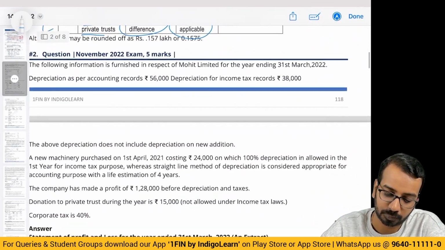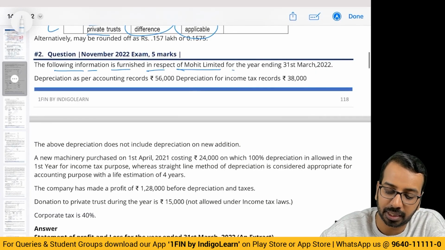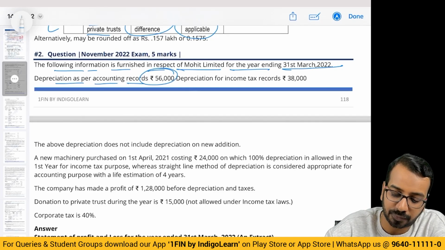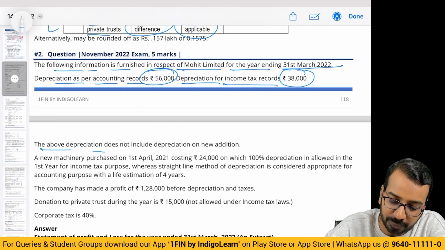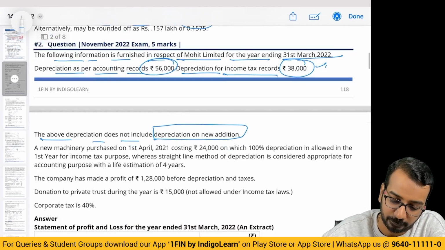It's 11 o'clock. Then the following information is furnished in respect of Mohit Limited for the year ended 31st March of 22. Depreciation as per accounting records 56,000. Depreciation for income tax 38,000. The above depreciation does not include depreciation on new addition. So this is old only.